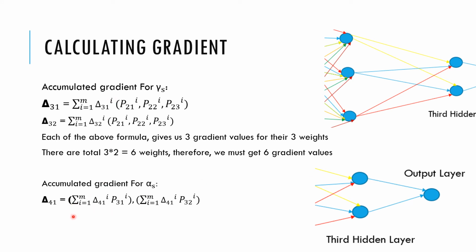So this is what I was talking about: showing it like this is just to save space, but actually it should be written like this. So delta 4 1 into P31 gives us one gradient value for this one. For this one, delta 4 1 and then P21. So we get 2 values here. Like this, we could have represented all of this, and also in the previous example, but just to save space, we have done it like this. So the above formula gives us two gradient values for two weights.